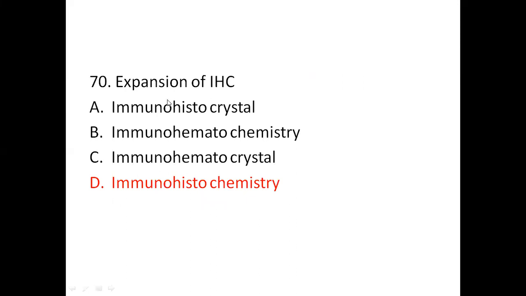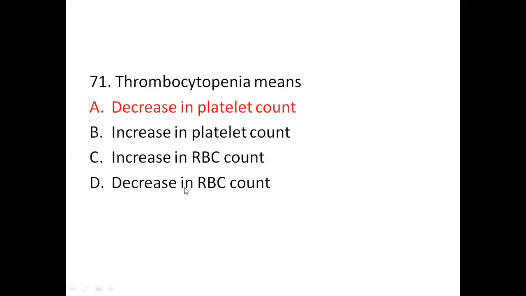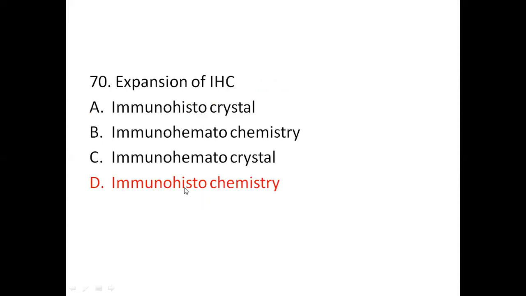Next, 70th question. Expansion of IHC. Option A, immunohistocrystal. Option B, immunohematochemistry. Option C, immunohematocrystal. Option D, immunohistochemistry. So the right answer is option D, immunohistochemistry.